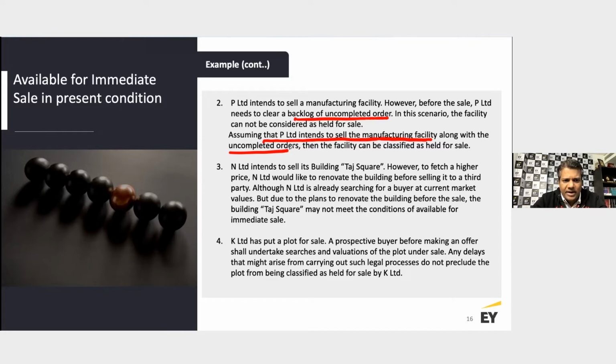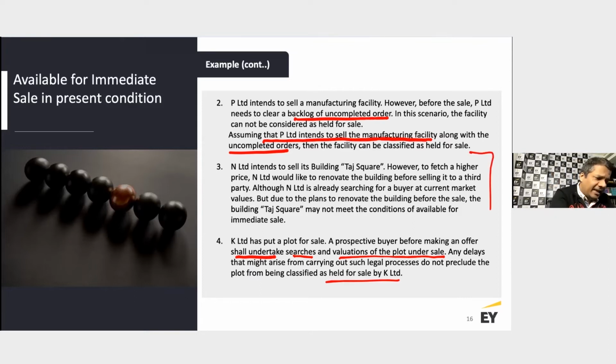K Limited has put a plot for sale. A prospective buyer, before making an offer, shall undertake searches and valuation, which is usual, right? Any delays that might arise from carrying out such legal processes do not preclude the plot from being classified as held for sale, because this is a customary and usual requirement for this plot to be sold. So there is no restriction here, then it can be classified as held for sale.